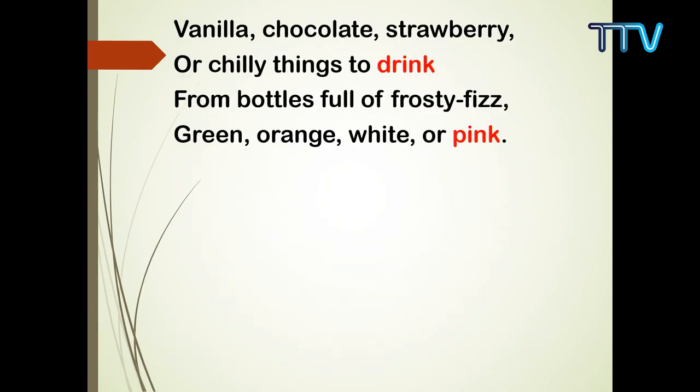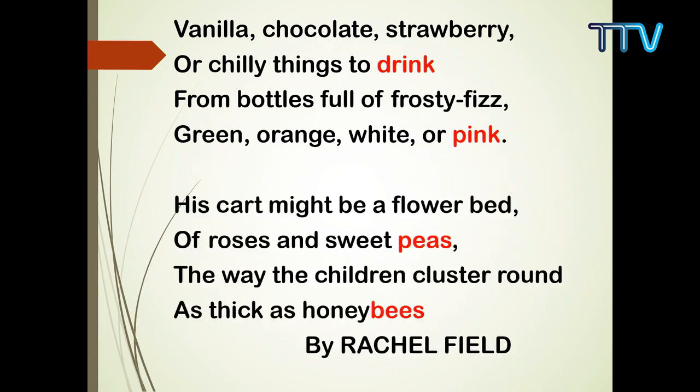Vanilla, chocolate, strawberry or chilly things to drink from bottles full of frosty fields, green, orange, white or pink. Again, there is one stanza you see of 4 lines, and you have rhyme, drink, pink. So, about rhyme scheme and rhyming pattern we will learn later on, when we study how to read and write poetry. Okay. So, we are right now focusing only on the structure or the structural elements of a poetry.